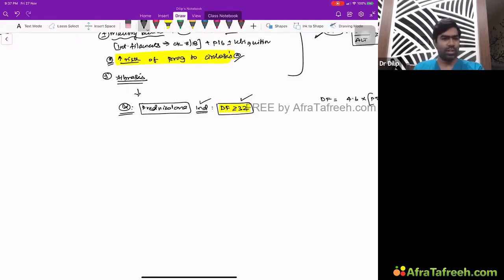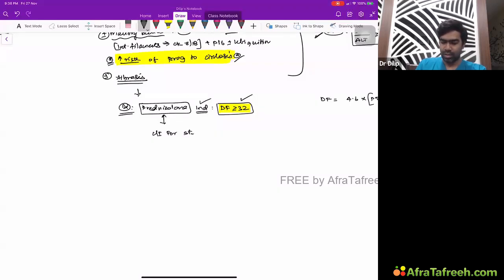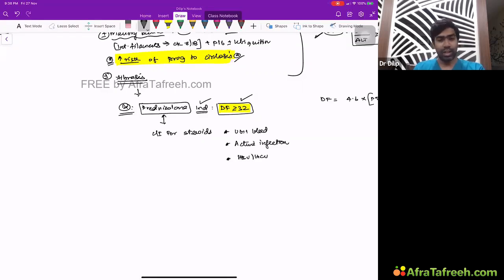Remember, steroid is a double-edged weapon. You have to look for contraindications for steroids. The first contraindication is active UGI bleed. Whenever the patient has active UGI bleed, you don't give steroids. Second, if the patient has active infection, especially bacterial or fungal infection, we are not going to give steroids. If the patient has associated hepatitis B virus or hepatitis C virus infection, generally we don't give steroids. These are three major contraindications.